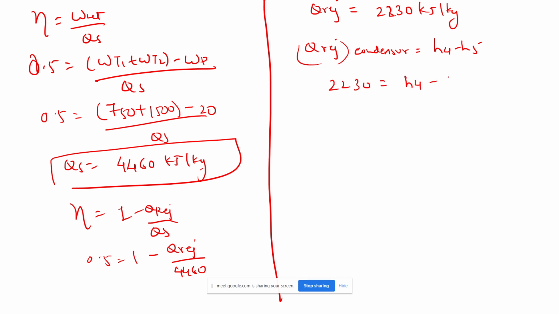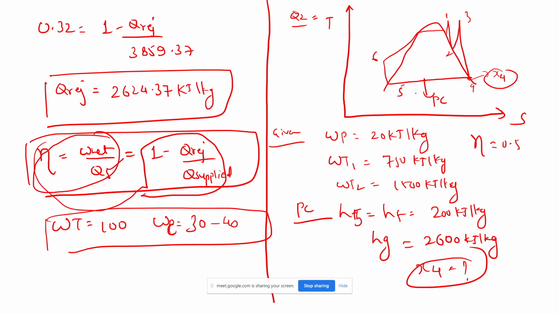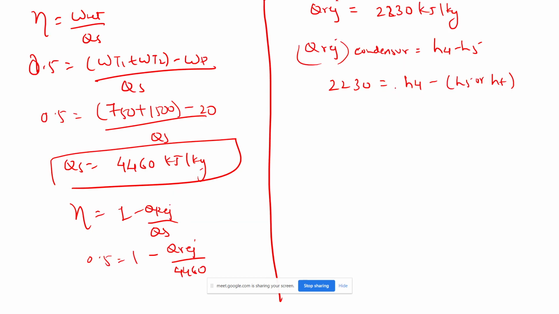H4 we don't know. H5 is equal to HF, because it is mentioned in the question that steam enters the pump as saturated liquid. So H5 will be saturated liquid. So 2230 equals H4 minus 200. So what is the H4 we will get? 2430 kilojoule per kg.